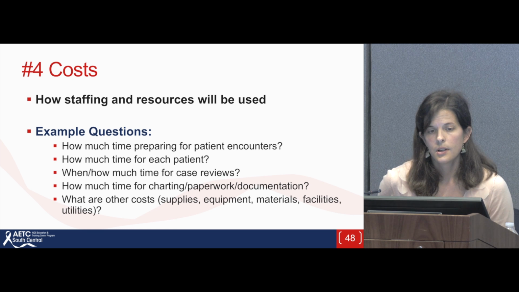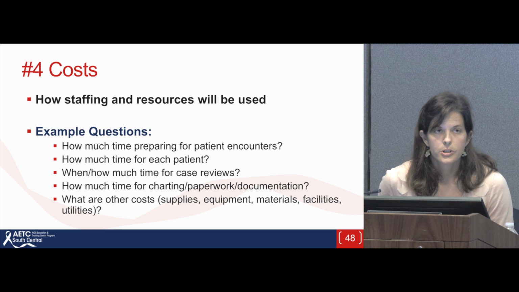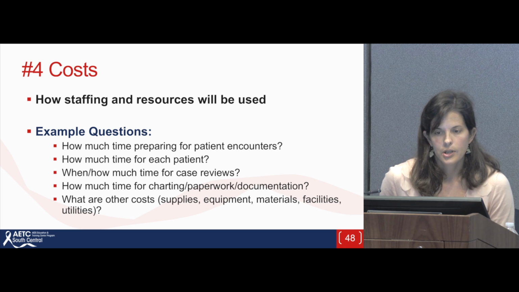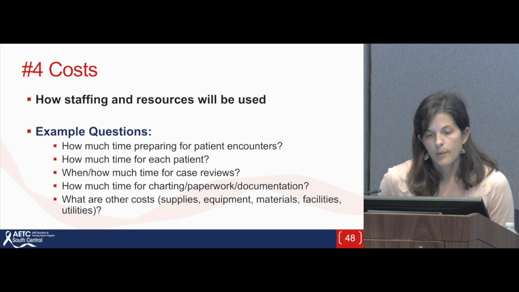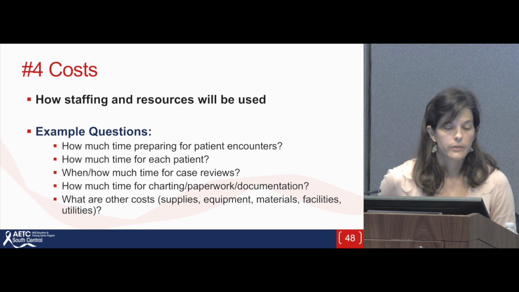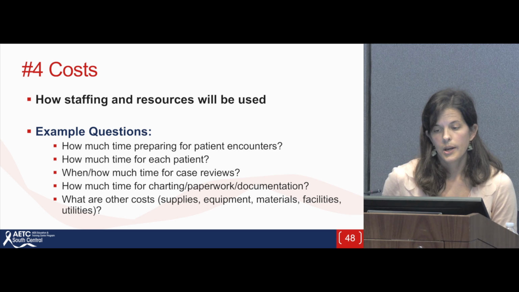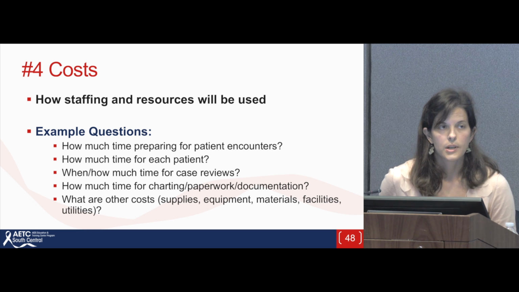The fourth one is costs. So how are staffing and resources going to be used? And so sample questions might be, how much time are we going to spend preparing for patient encounters? How much time can I spend with each patient? How much time is there for case reviews? And even weekly case meetings where all of the medical providers on the team meet together. How much time do I have for charting and paperwork and documentation? Because there's a lot of it with Ryan White funding. And what are the other costs? Are there supplies, equipment, materials, facilities, utilities that are going to increase in cost by taking on extra patients?